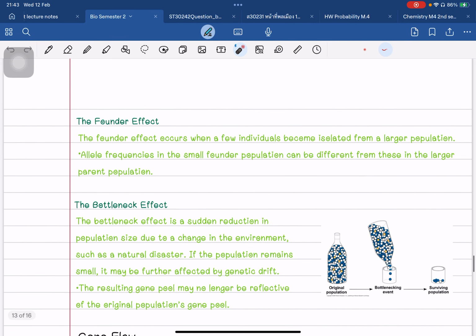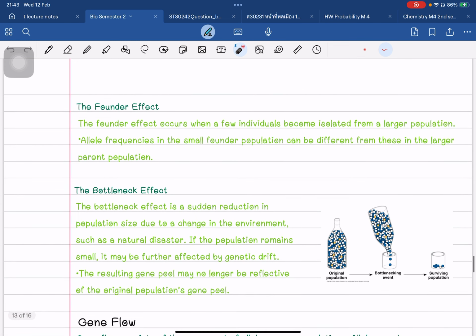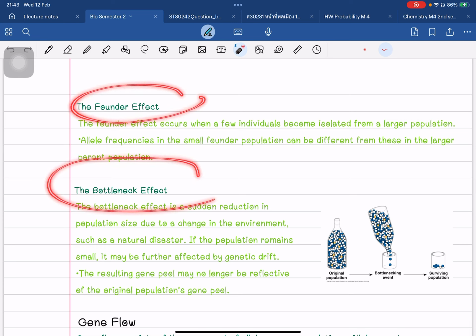In genetic drift, we have two main causes. First is the founder effect. The founder effect occurs when a few individuals become isolated from a larger population. The allele frequencies in the small founder population can be different from those in the larger parent population.